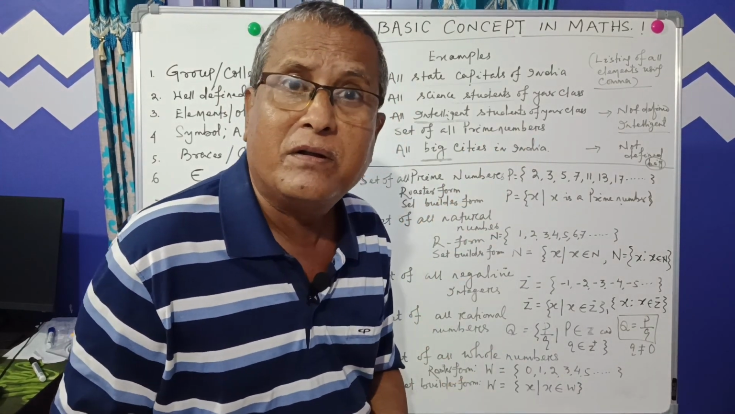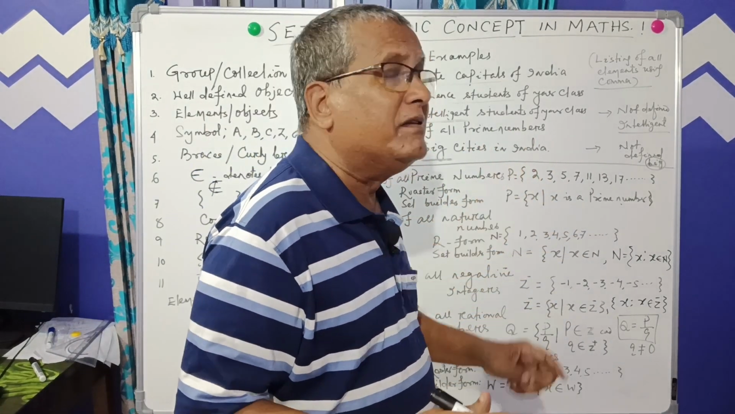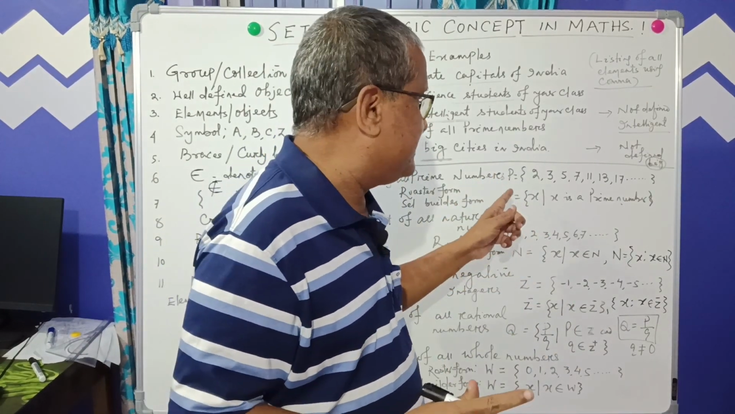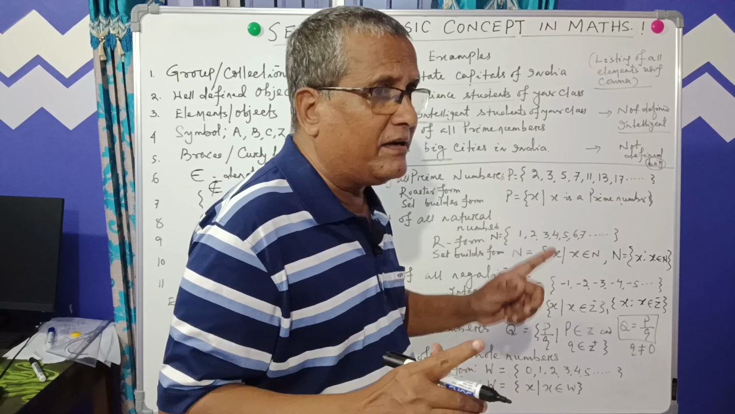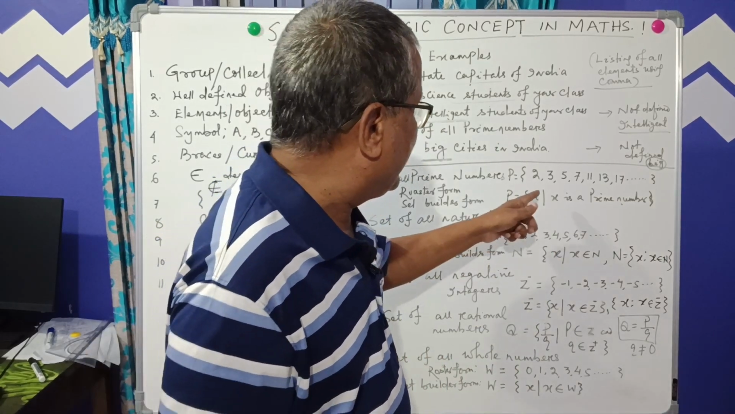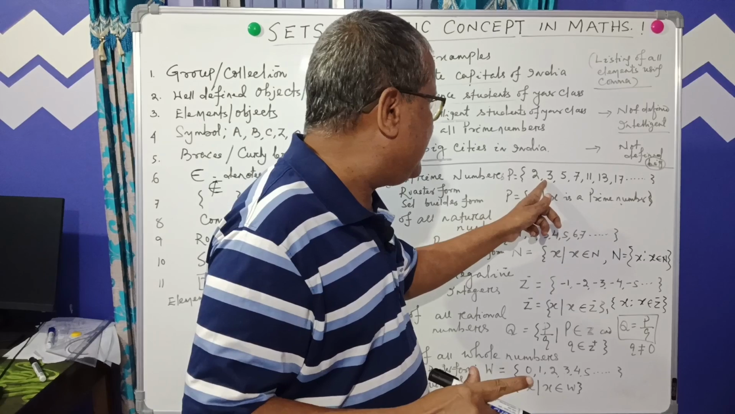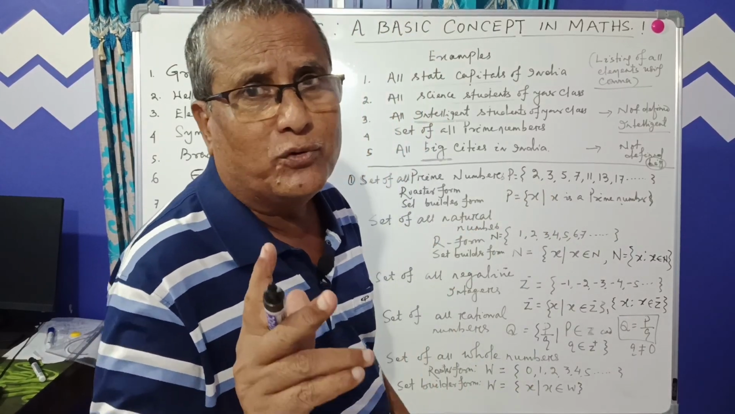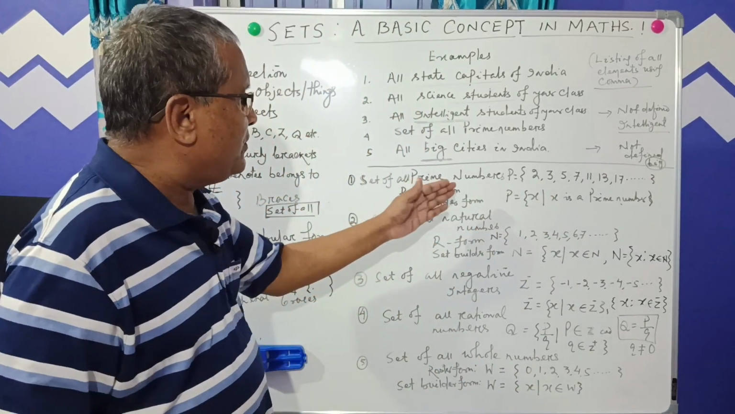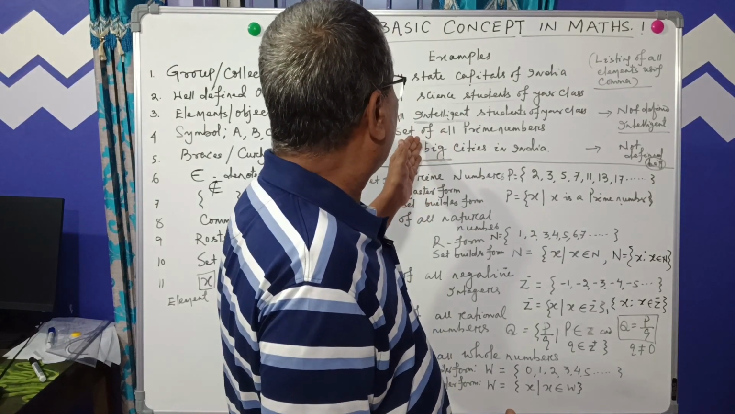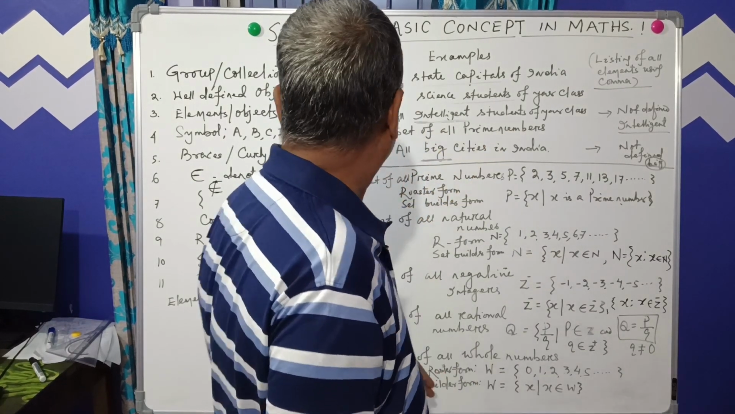So what is a prime number? A prime number means the number has two factors, that is 1 and the number itself. Take 3: 1 is a common factor and the number itself, the two factors. Based on this criteria, we can form the set of all prime numbers.